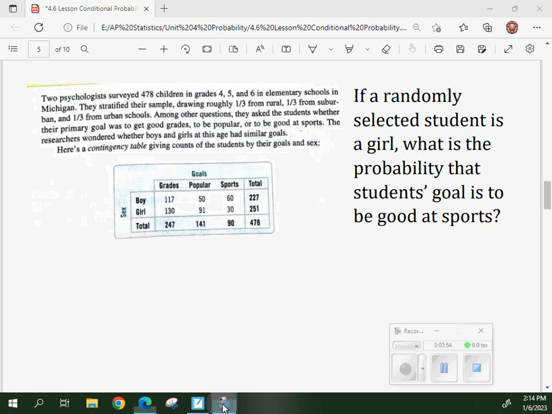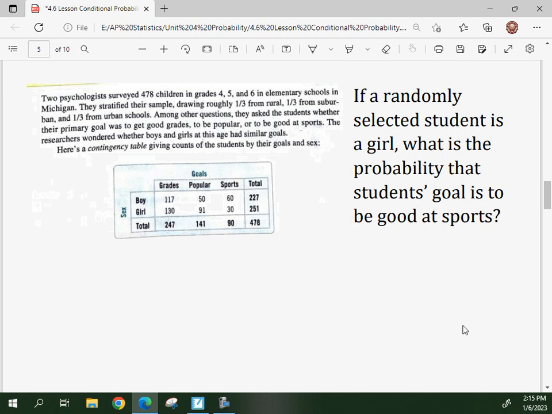So let me do one more. Here we have a table that is comparing the gender of students, and then what is their most important goal, I believe, in elementary school. And so we want to know the probability if we randomly select one of these 478 students, and we know that they're a girl, so we're only randomly selecting actually from the 251 girls. We want to know the probability that the most important thing to them would be to be good at sports.